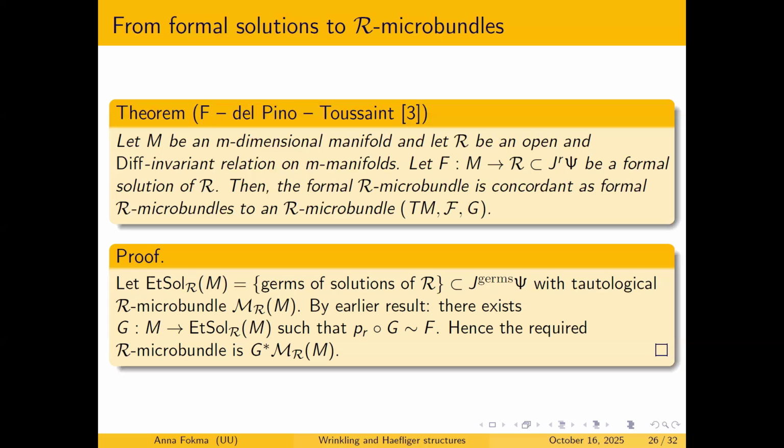Now, the second observation is that by this earlier main result, we can find a map into Etzel, or generally into germ space, such that if we project it down to jet space, that map is homotopic to the formal solution we're given. And in fact, this map G into germ space lands in Etzel because it's an open relation. And now we can pull back the tautological R microbundle using G, and that's the requested R microbundle. So yeah, this theorem is really an application of the main result.